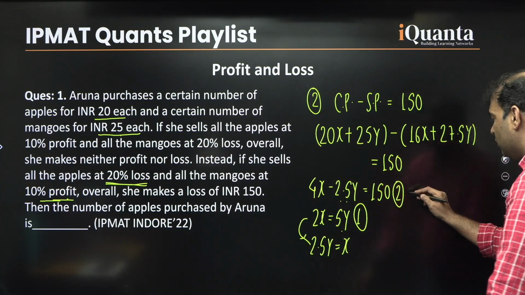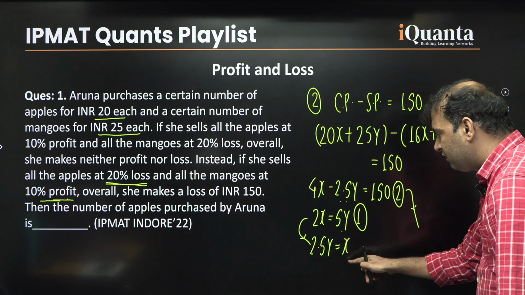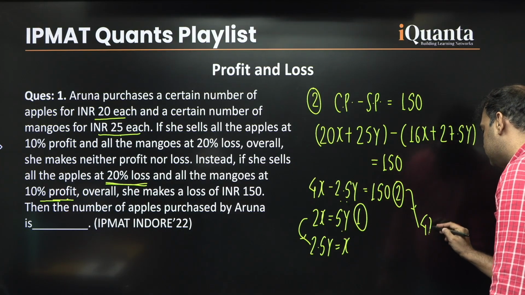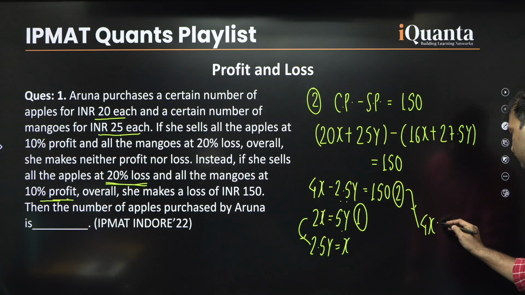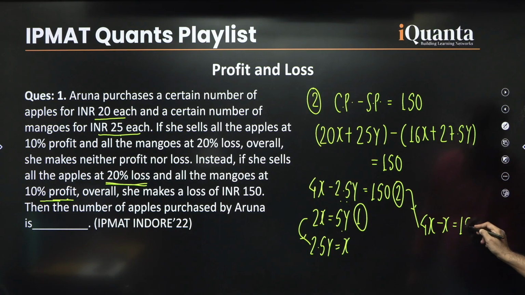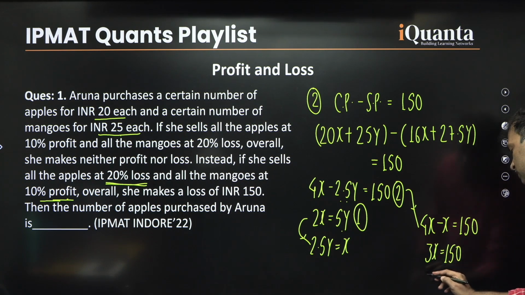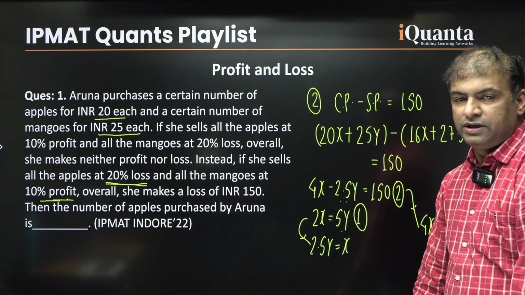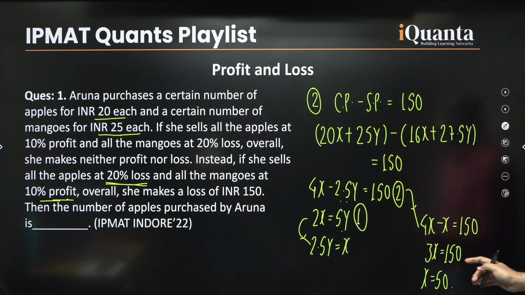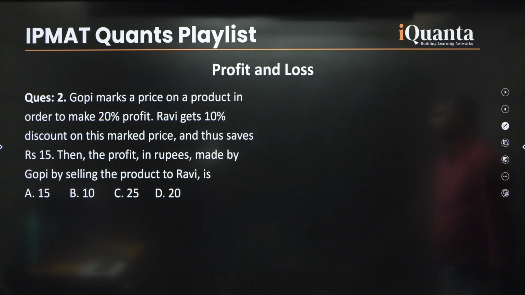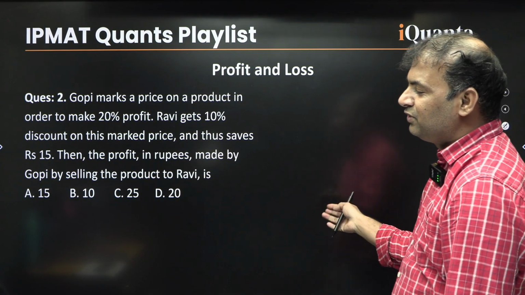That's it. So putting this here, remember 2.5y is x. That means in this equation 2.5y is being x, so 4x minus x is 150. That means 3x is 150. That means x is equal to 50. Simple, right? So we can say yes, the number of apples being purchased is 50 in this question number 1. All right, wonderful question, appeared last year, in 2022 as well.